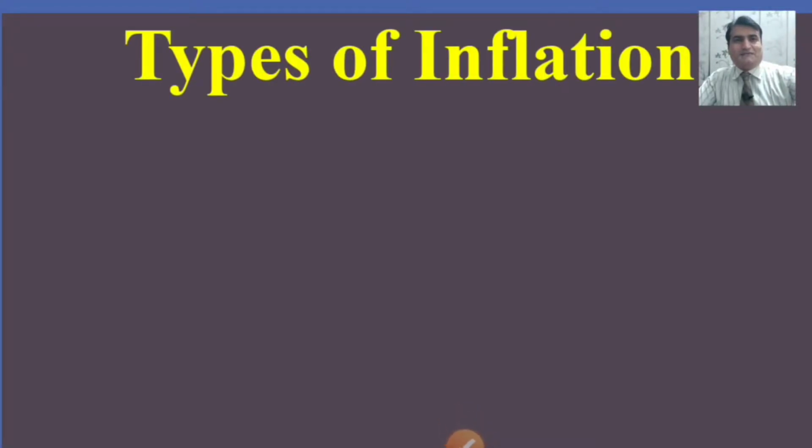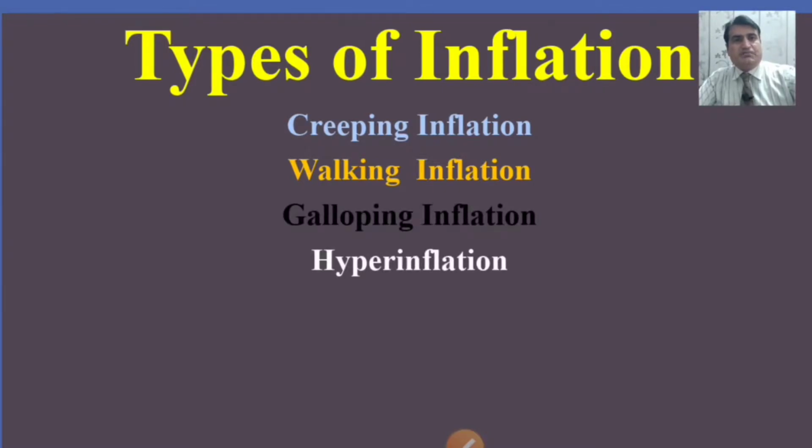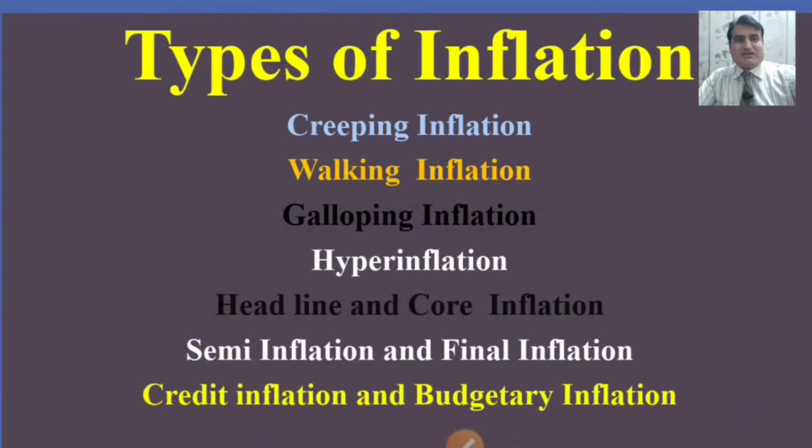I'm Dr. Kaval. In the previous lecture, we learned about inflation and various concepts and causes of inflation, demand pull inflation and cost push inflation. In this lecture, we shall learn the types of inflation: what is creeping inflation, what is walking inflation, what is galloping inflation, what is hyperinflation, what is headline and core inflation, what is semi-inflation, what is final inflation, what is credit inflation and budgetary inflation. So these are different types of inflation which we are going to learn in this lecture.